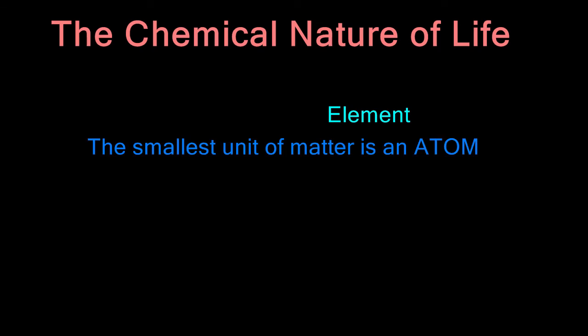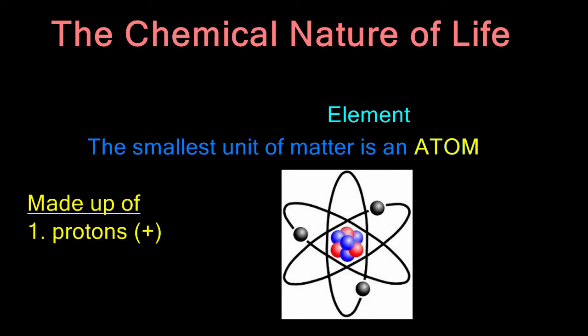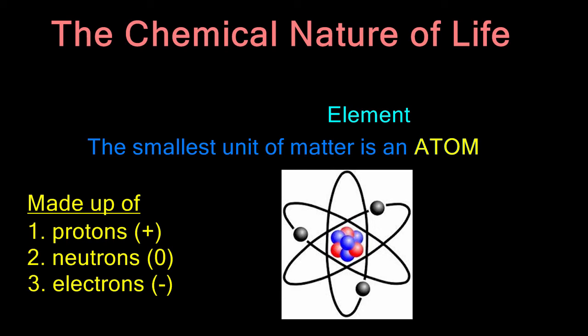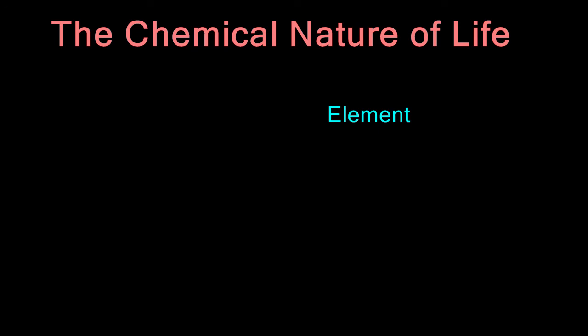The smallest unit of an element, and the smallest unit of matter, is an atom. An atom looks like this, according to the Bohr model. It's made up of protons, neutrons, and electrons. Protons and neutrons are found in the nucleus of an atom, while the electrons are found in the electron cloud, which orbits the nucleus. Like I said before, a pure chemical is called an element.